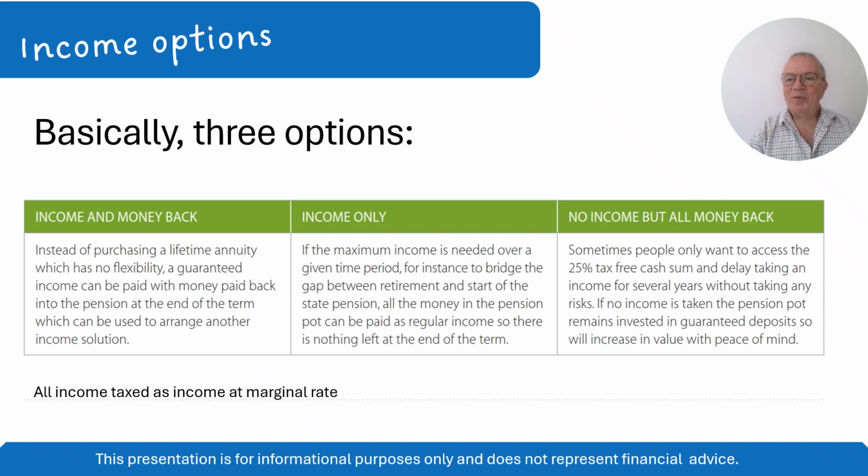The final option is the reverse, which is no income, but all of your money back at the end plus a rate of interest. It may sound counterintuitive, but it's a good option for people who want to lock into high interest rates without taking income, but maximising the amount of money they can get at the end of the term.